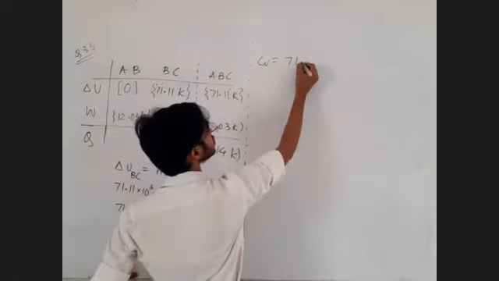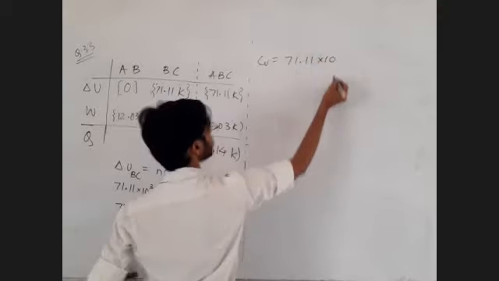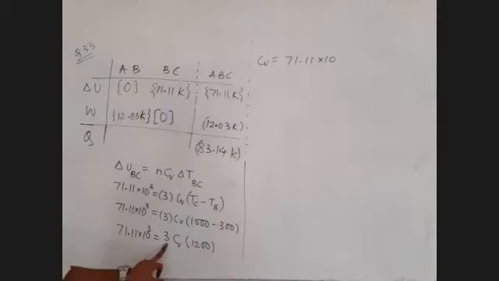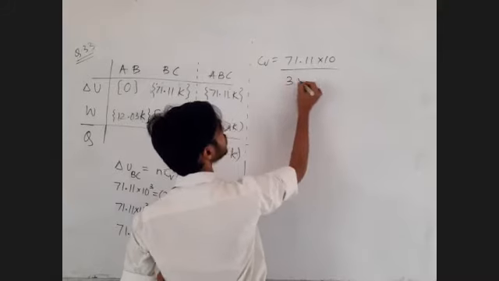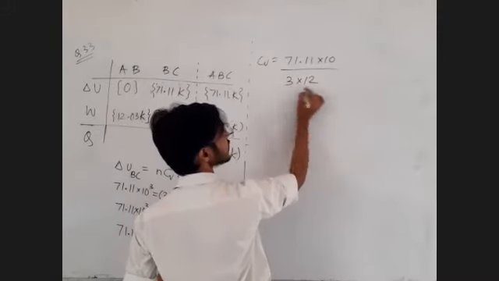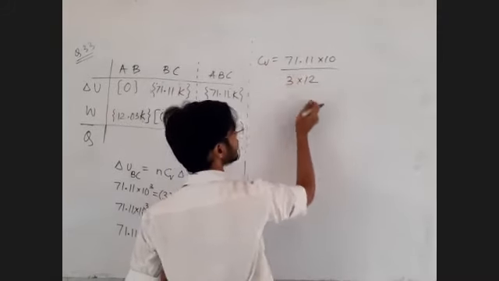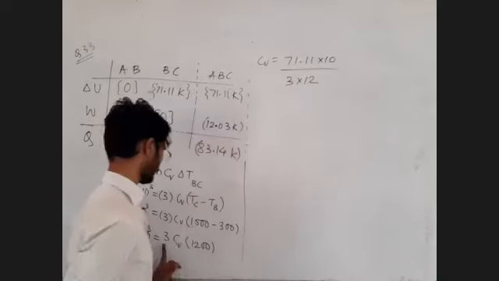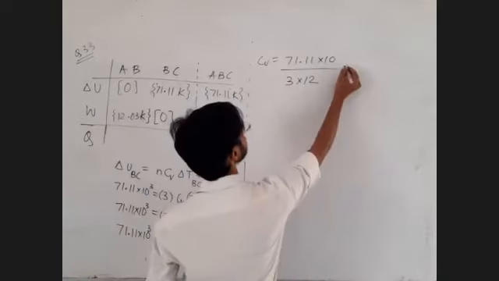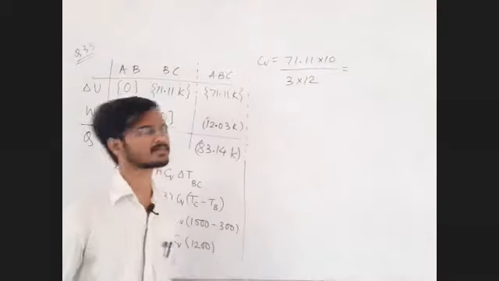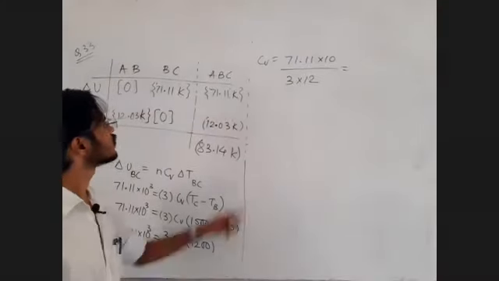71.11 into 10, divided by 3, divided by 12. Don't do this as 36 because dividing by 3 and then by 12 will become easy. Okay, do this and tell me what is Cv first. Don't forget this K. It is kilo.